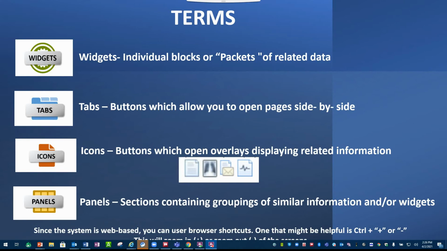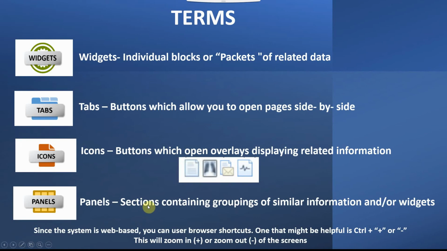With Expanse, I would like to review some of the terms that you're going to be hearing me refer to throughout the navigation training. Widgets are individual blocks or packets of related data. Tabs are buttons which allow you to open pages side by side. Icons are buttons which open overlays displaying related information. And panels are sections containing groups of similar information and/or widgets. And since the system is web-based, you can use browser shortcuts. One helpful shortcut is Control plus or minus, which will zoom in or zoom out of the screens.